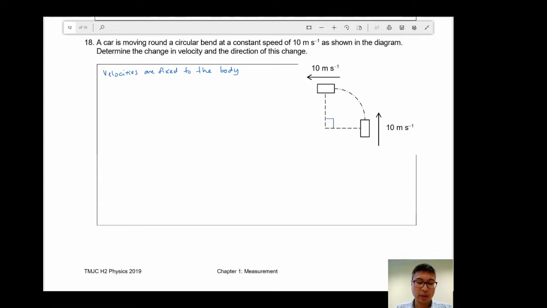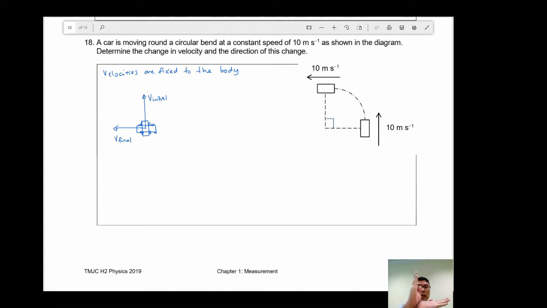Now at first, this is how the car is moving. The velocity is fixed to the car. So this is the velocity initial. After the car has made a turn, this is how the car is moving. Sideways, to the left. And what about the velocity? The velocity is now to the left. Now, how do we calculate the change in velocity? This is the initial velocity. This is the final velocity.